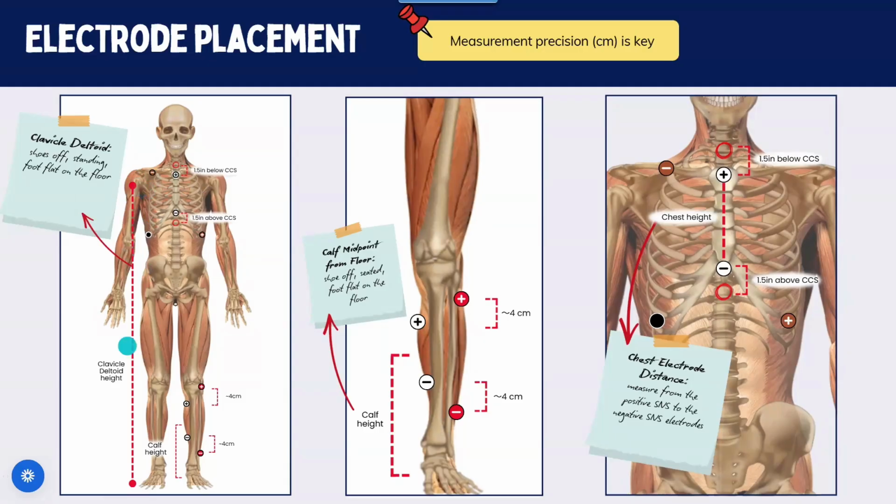So we're going to take this as our first distance, and then we're also going to take our calf height distance, this time shoe off, seated, but measuring from floor to the midpoint of the calf between our two white electrodes, in order to then take this clavicle deltoid height minus this calf height to get the total path distance. The biggest thing to note here is that these measurements are incredibly important for us to get precise.